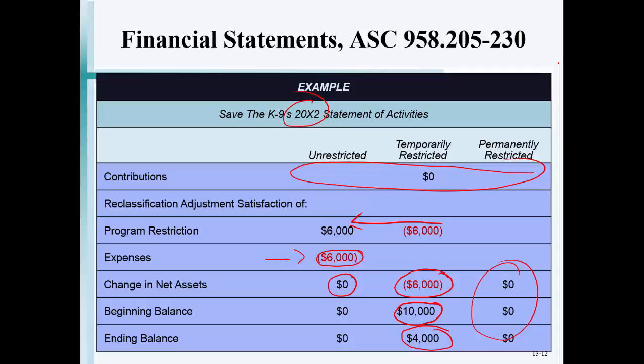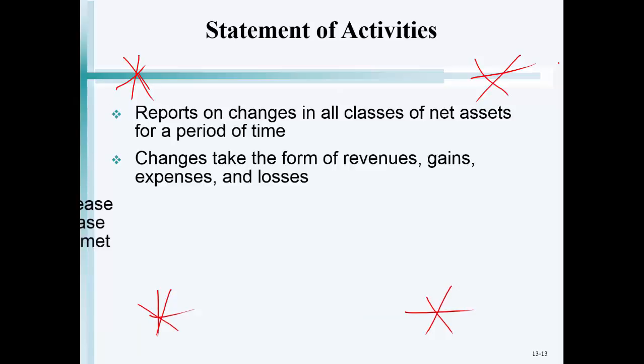Okay, but most important now, we need to understand the mechanics of this thing, right? And so we now have $4,000 left that we have to spend the way Megan, the donor, told us to, right? Okay, that's the statement of activities.